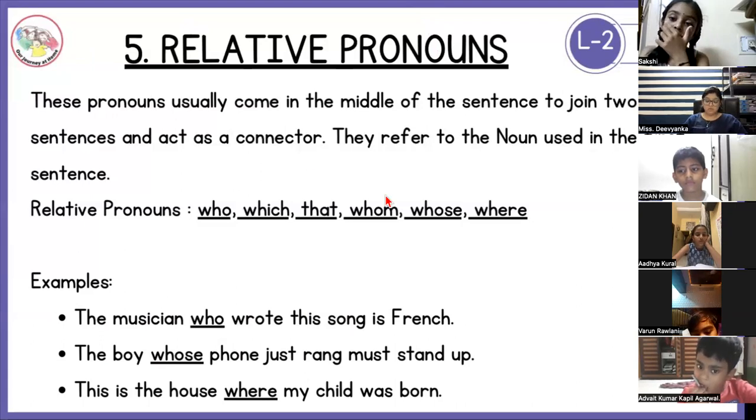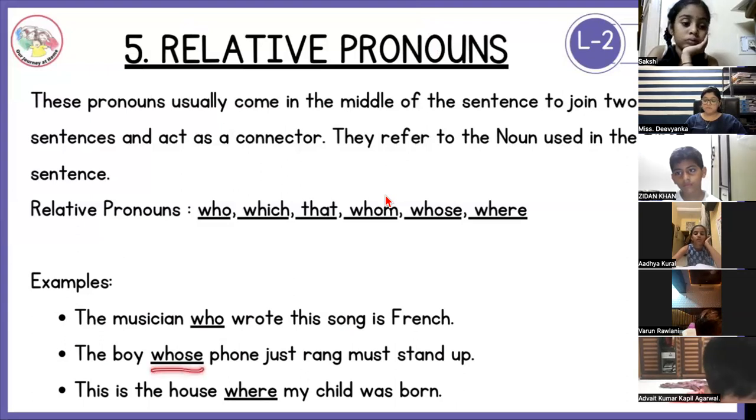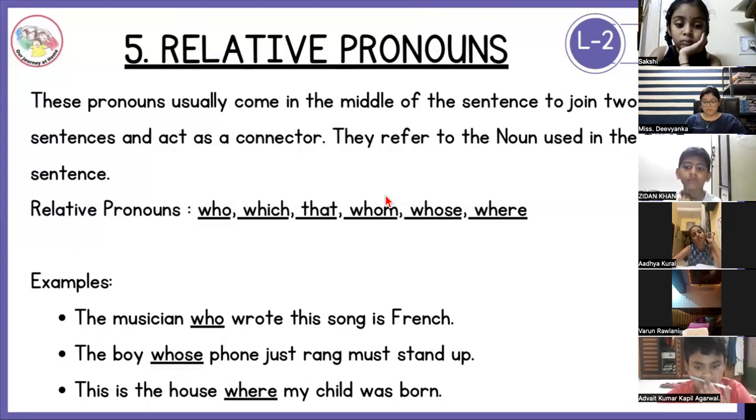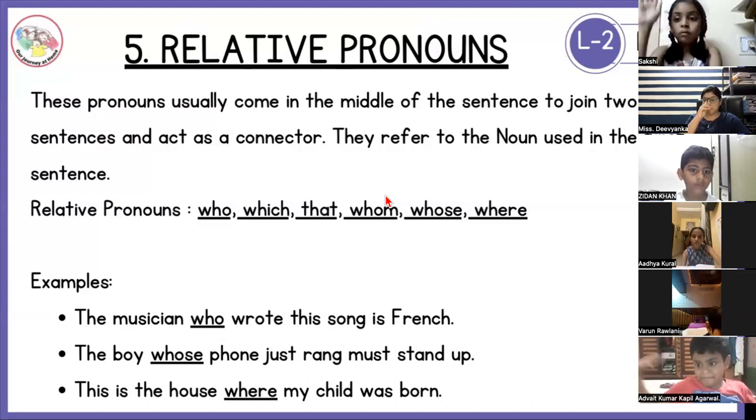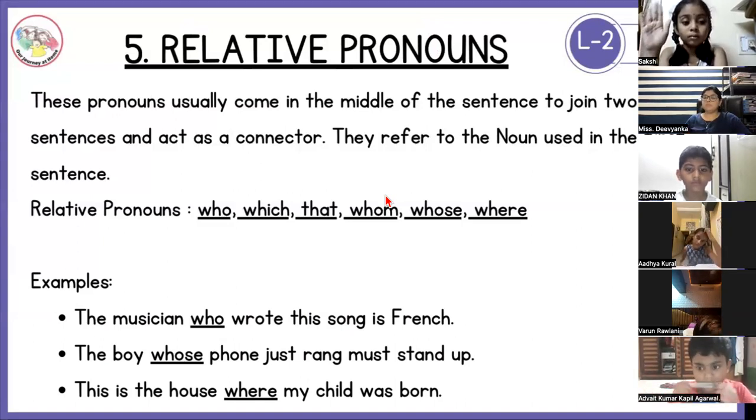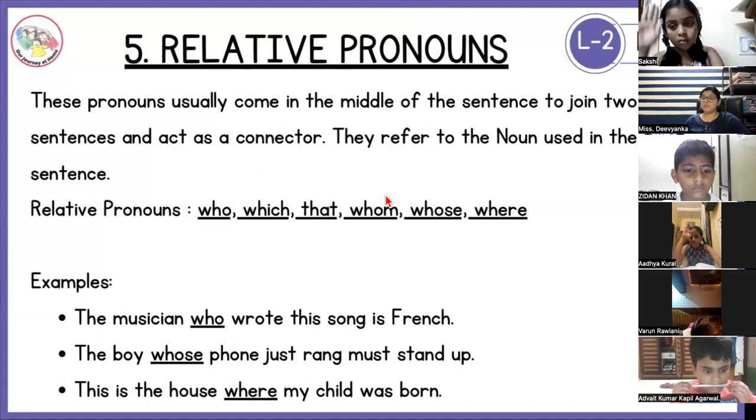Okay. Now the second question, second sentence. The boy whose phone just rang must stand up. Now again, what is the subject here? Who will tell me? Zidane, you want to tell me what is the subject in this sentence? Unmute Zidane. Ma'am, whose? What is the subject of the sentence? Ma'am, the phone.